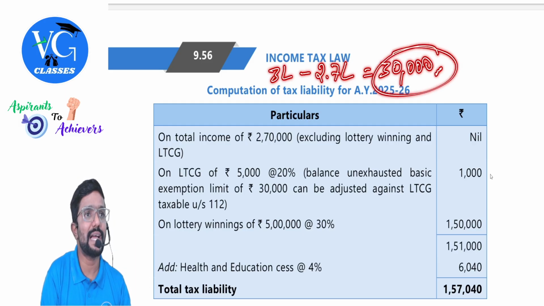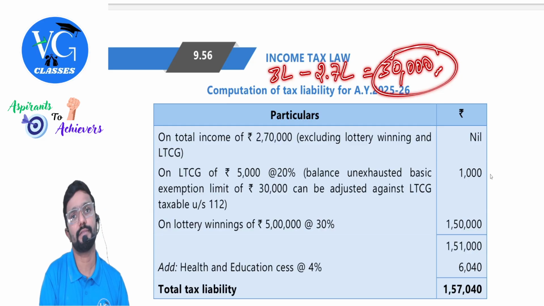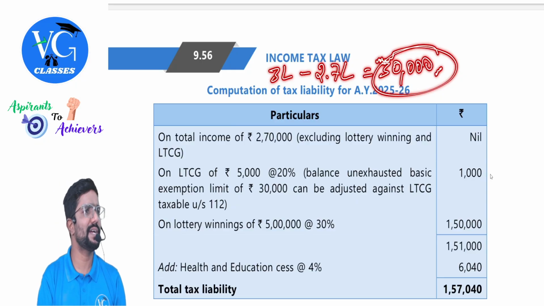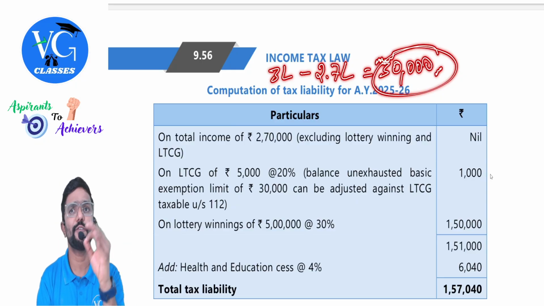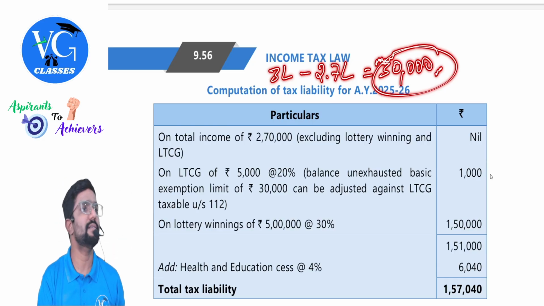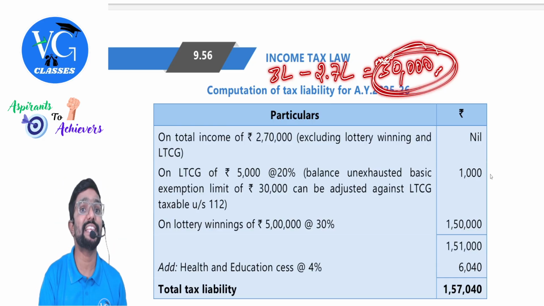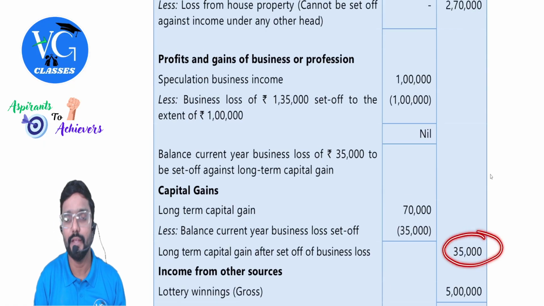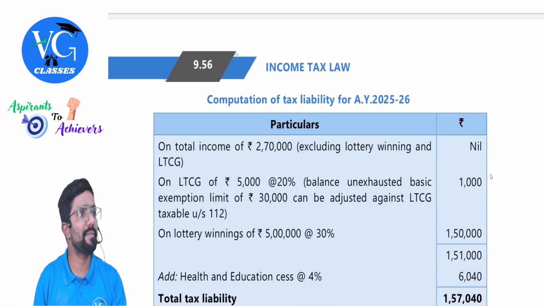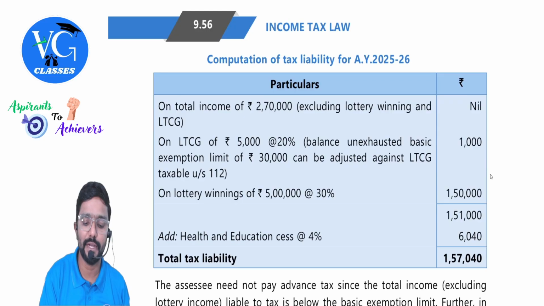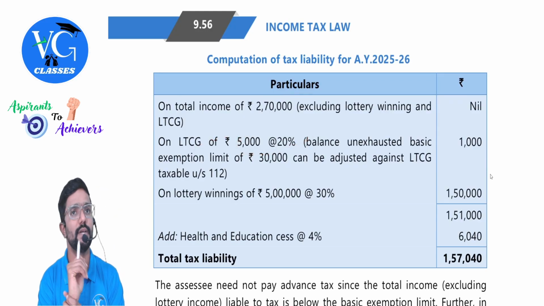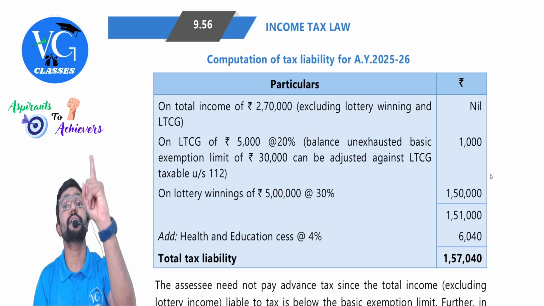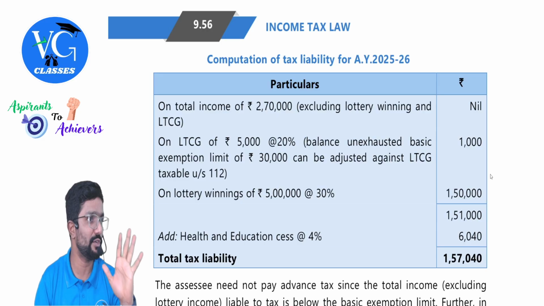Sir, can we set up this against long-term gain? Yes, provided assessee is the resident. Here, let us assume Balamurugan is the resident. I have mentioned that if question is silent, assume the assessee is the resident. So, can we set up this against long-term capital gain? Yes. How much is the taxable long-term capital gain? 35. Adjust 30. Remaining is how much? 5,000. Taxable at 20%. Please be careful. This adjustment is available only for residents, individual and HUF.